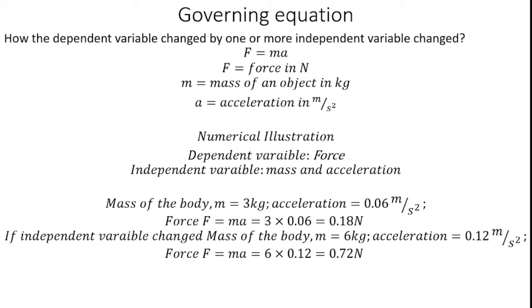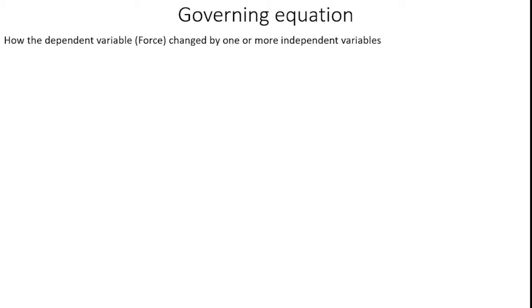If the independent variables are changed, the mass of the body m is changed from 3 kg to 6 kg and the acceleration is changed from 0.06 to 0.12 meter per second square. So I can get force F is equal to ma is equal to 6 into 0.12 is equal to 0.72 Newton. So the dependent variable, which is force, changes as one or more independent variables, like mass and acceleration in the force equation, change.